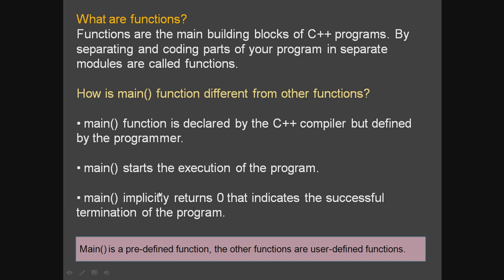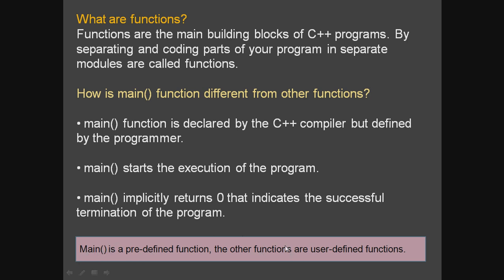Now one main difference is that main is a predefined function, that is, it is a fixed function, so you cannot change this word main to, say, MIAN. It is not possible. If you do that, the compiler will show an error. So it is a predefined function, so the compiler exactly knows what this main function does.